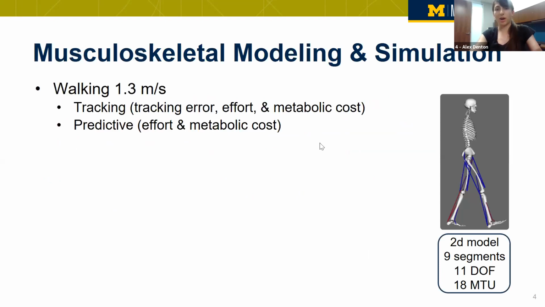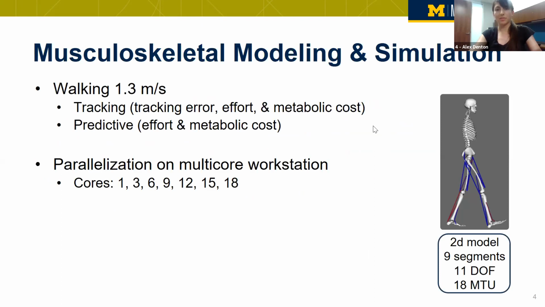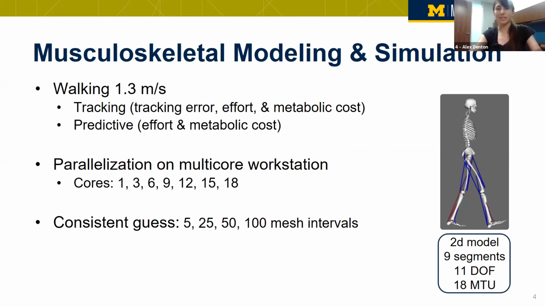We simulated 2D walking at 1.3 meters per second using the most recent version of OpenSim Moco. We ran both tracking and predictive simulations. Simulations were parallelized on a multi-core workstation that recruited a range of processor cores between 1 and 18. A consistent initial guess was used with every mesh interval during parallelization.